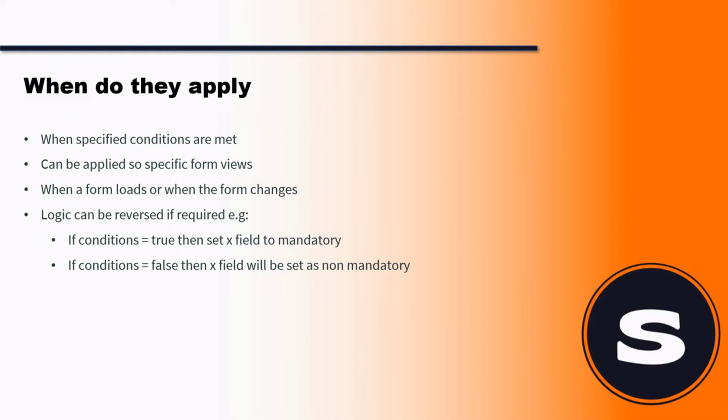And we'll see this. Logic can be reversed. So we can say if the conditions are met, so let's say if state is new, then make the short description field mandatory. But we could say the reverse of that. Therefore, if state is not new, then make short description non-mandatory. Okay, and we'll show you that in a minute.